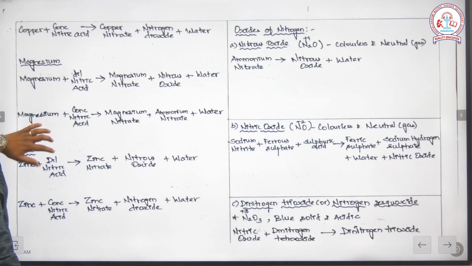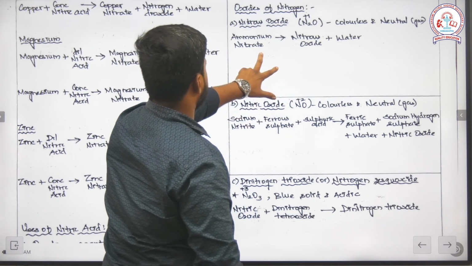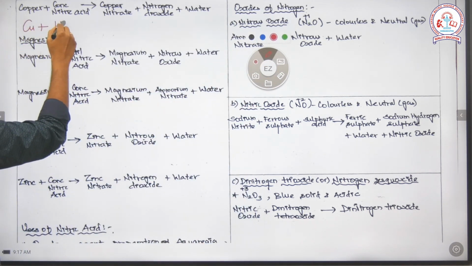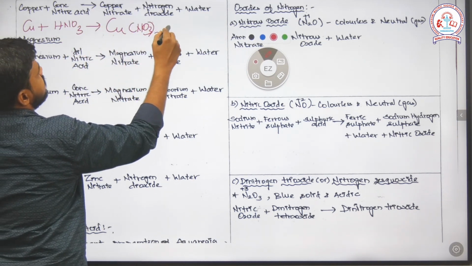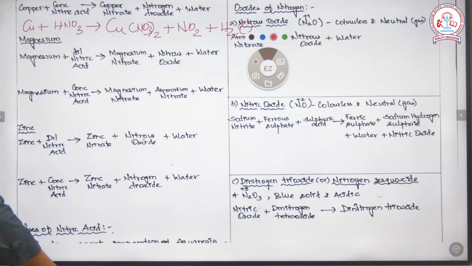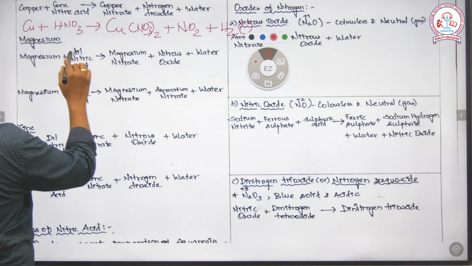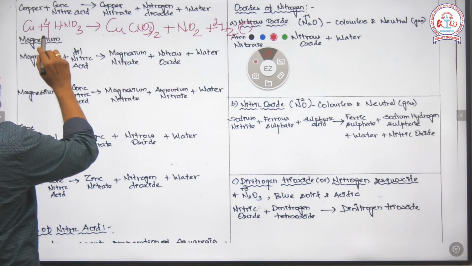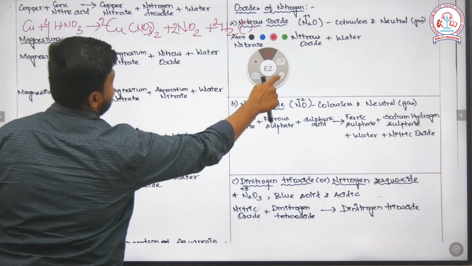The next reaction includes reaction with the concentrated nitric acid. Reaction with the concentrated nitric acid gives the byproduct as nitrogen dioxide. See, copper reacts with the nitric acid to form copper nitrate, Cu(NO3)2, plus nitrogen dioxide plus water. So we need to check with the balance here. Hydrogen there it is 4. Suppose if I make it as 4 here, hydrogen makes 4 here. Nitrogen, if I make it as 2 here, it becomes 2.